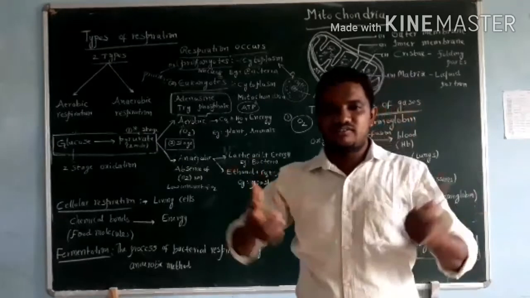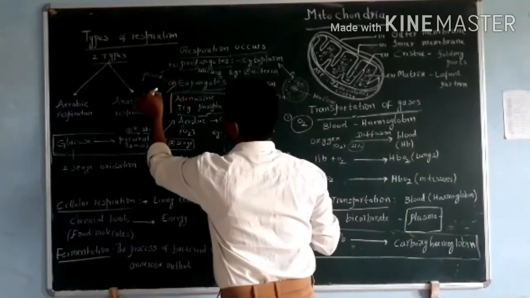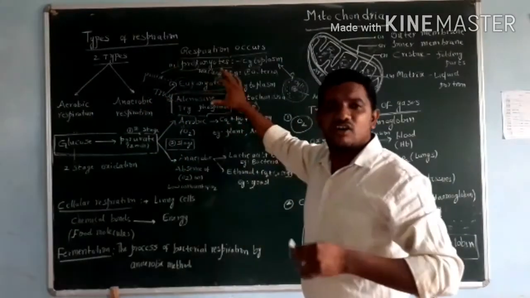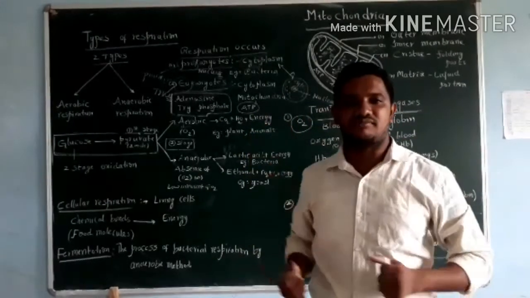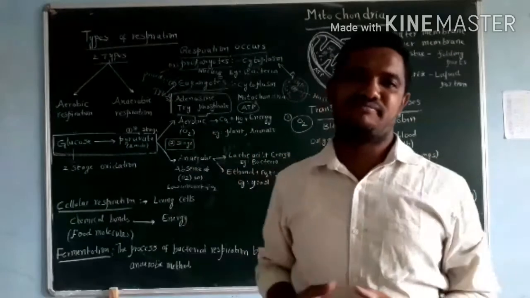In eukaryotes, EU means true. Karyon means nucleus. The true nucleus is present in these organisms. These are called eukaryotes.